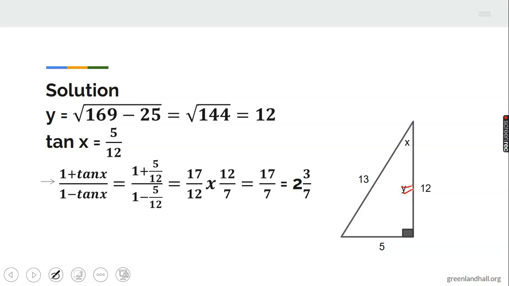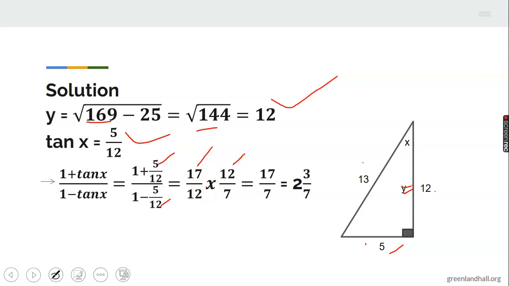this height, y, and y is 12, because it will be hypotenuse square, that is 169 minus 25, and that is the root of 144, which is 12. Now, tan x, opposite over adjacent, will be 5 over 12. So substituting the value of this here, and there we have this, and this will be 17, the up will be 17 over 12, while the lower one is 7 over 12. Because we are dividing, we change it to multiplication, it will be 12 over 7.